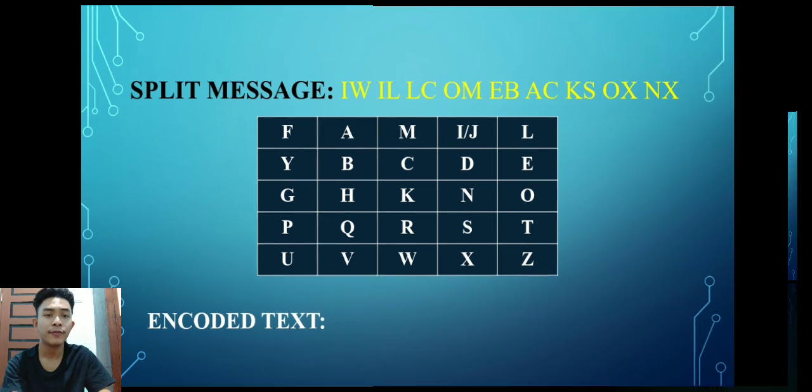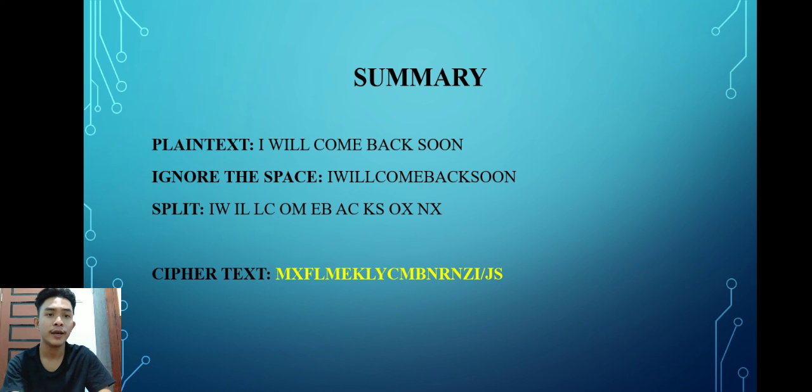For the summary of our Playfair cipher, we have the message, "I will come back soon." We ignore the spaces and split into pairs. So our cipher text now is MXFLMEKLYCMBNRNZ SI or J. So that's all.